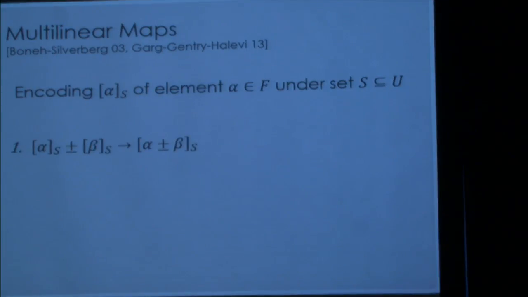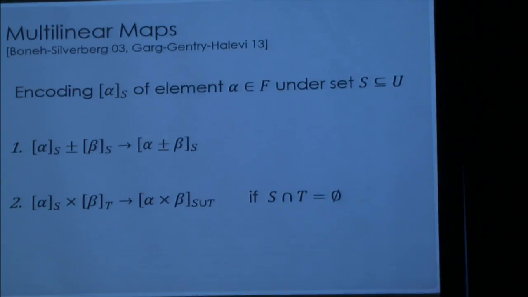And valid arithmetic circuits are compiled of the following permitted operations. So the permitted operations are as follows. You can take two encodings under the same control set, and you can add them together or subtract them. And the result will be an encoding of the sum or the difference under the same set. You can also take two encodings under disjoint sets, and you can multiply them together. The result will be an encoding of the product under the union of the two sets. So intuitively here, the requirement that the two sets you start with are disjoint is what captures the fact that the circuit is going to be multilinear. You can never take an encoding and multiply it with itself.